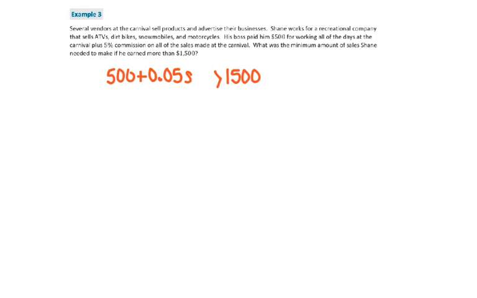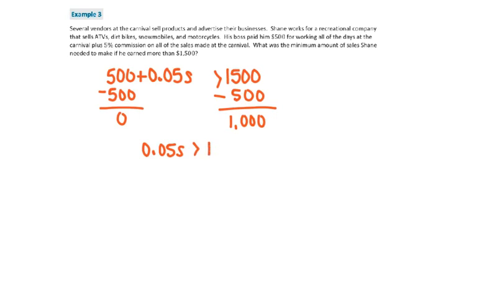All right. So right now that 500 is being added to the left side of my equation. It is a positive. So I'm going to do the opposite of addition, and I'm going to subtract 500 from both sides of my inequality, minus 500. So I've got 1,000 on the right side of my inequality, and I've got 0.05s on the left side. So I want it greater than $1,000 right now.